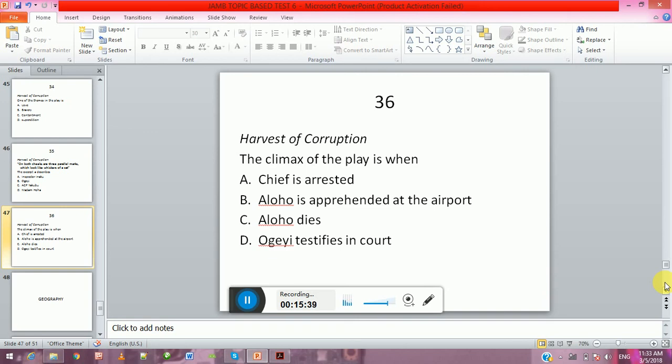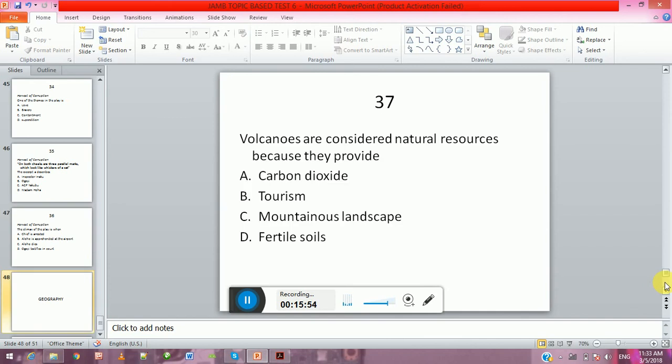Harvest of Corruption. The climax of the play is when A. Chief is arrested. B. Aloho is apprehended at the airport. C. Aloho dies. D. Ogenyi testifies in court.